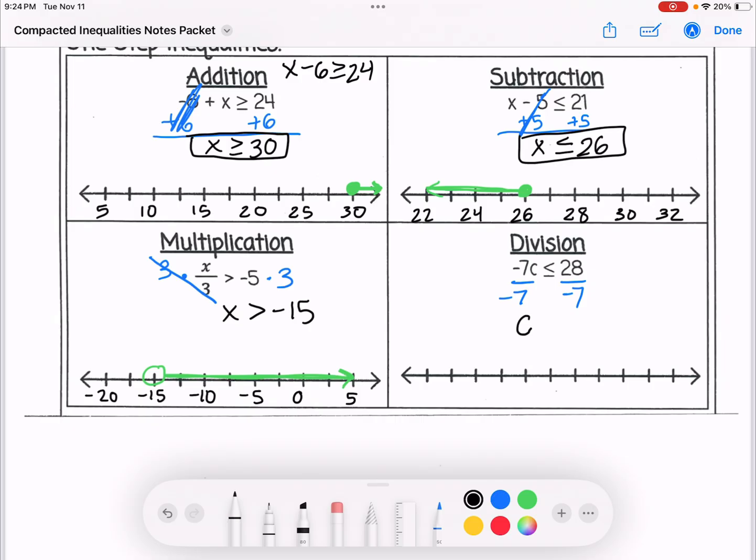28 divided by -7 would be -4. And like I said, I need to flip the sign. So this sign is going to get flipped around, and instead of being less than or equal to, it now becomes greater than or equal to. And that is my answer. So again, anytime I'm multiplying or dividing by a negative, you flip the sign. Only by a negative.